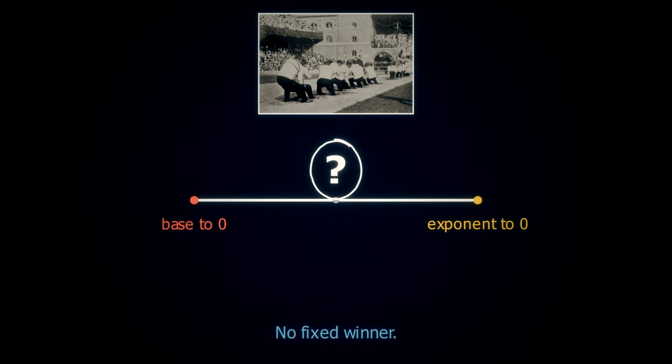The base, 0, is pulling the result down toward 0, because 0 raised to almost any power is 0. The exponent, 0, is pulling the result up toward 1, because almost any number raised to 0 is 1. Both sides are racing toward the same rope marker at the same time. Whoever gets there first wins the pull. If the base collapses to 0 first, the answer drops to 0. If the exponent collapses to 0 first, the answer holds at 1. There is no fixed winner. It depends entirely on who is faster.